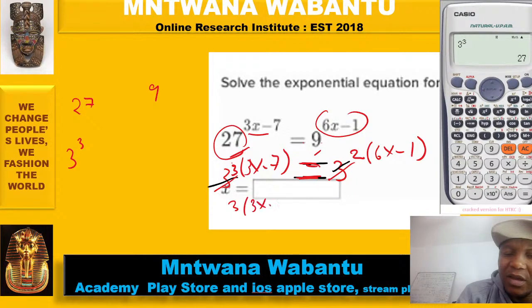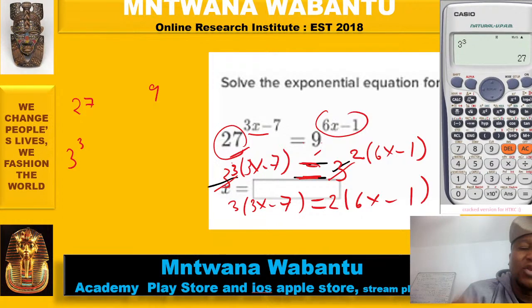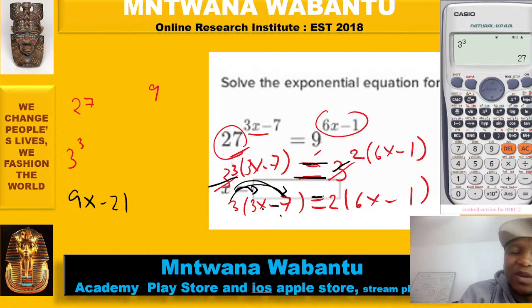Okay, it's like 3x minus 7 equal to 2, 6x minus 1. So now what we're going to do, we're going to multiply for both. 3 times 3x equal to 9x. 3 times negative 7 equal to negative 21. Equal sign. 2 times 6x, 12x. 2 times negative 1, negative 2.